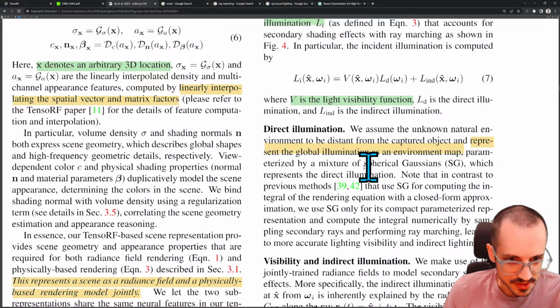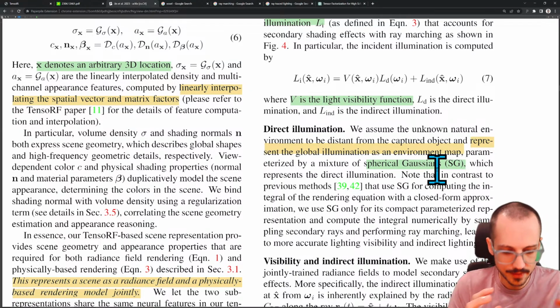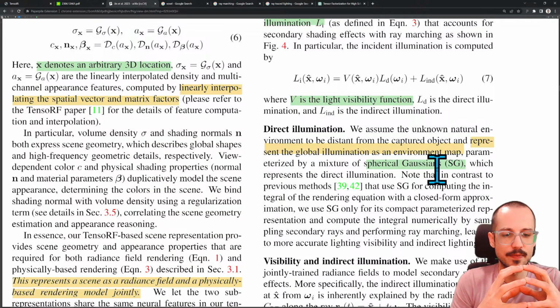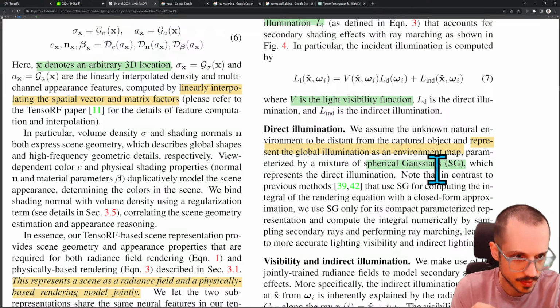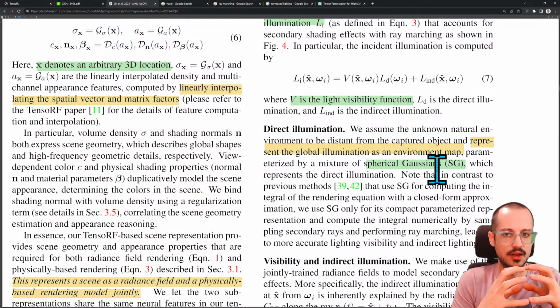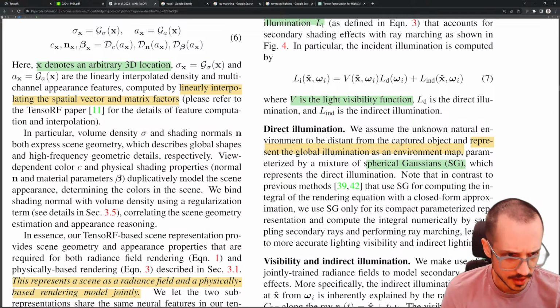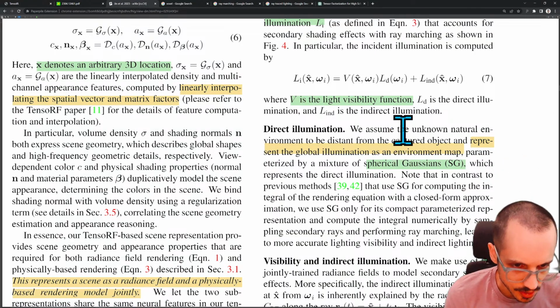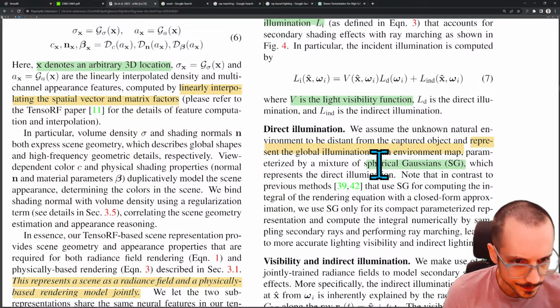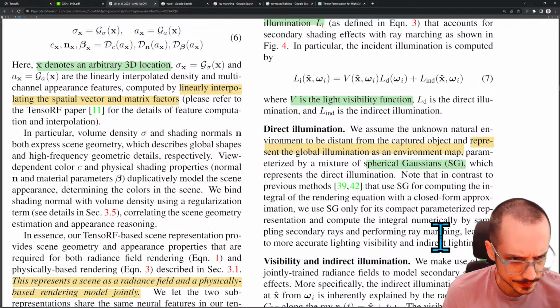Parameterized by a mixture of spherical Gaussians, which represent the direct illumination. Spherical Gaussians basically just means a Gaussian that's defined on a sphere, and you can assume that any lights in your environment can always be broken down into a bunch of lights, where each light is basically a little Gaussian, and you have a bunch of them together. So it's a mixture, a sum of these. But there's going to be an assumption there. At some point they're going to say, okay, how many Gaussians? Is it 2, 3, 4, 10 Gaussians? So I'm curious what they probably use for that.